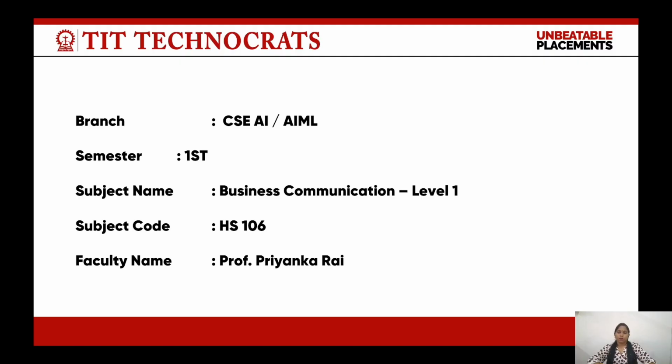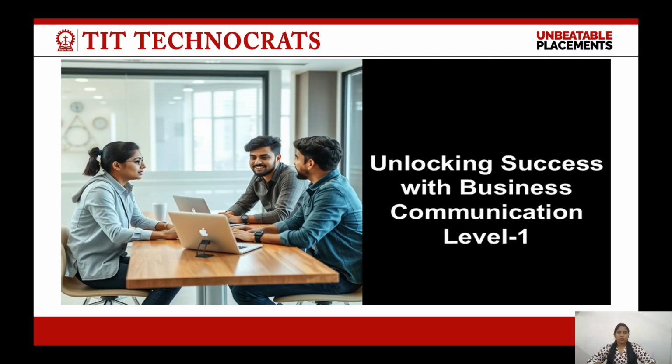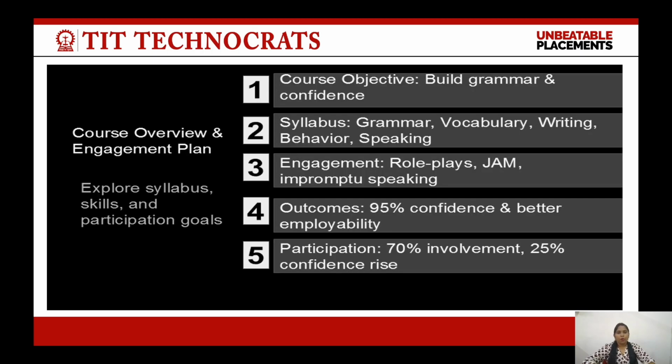Now, before moving ahead with the units, let's first understand how you can achieve success through this program, through this subject. First, let's discuss the course objective. We have 5 units in this subject. And before starting with the first unit, I should definitely tell you what you will be achieving by attending all the lectures, all the classes of Business Communication Level 1. So our first objective is definitely improving your grammar and confidence.